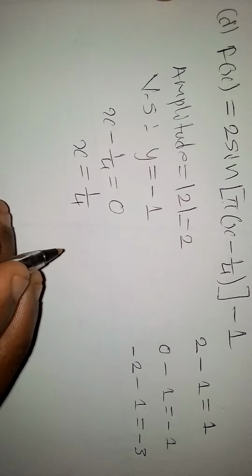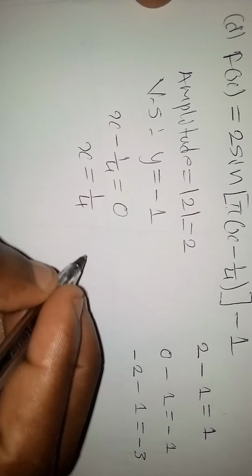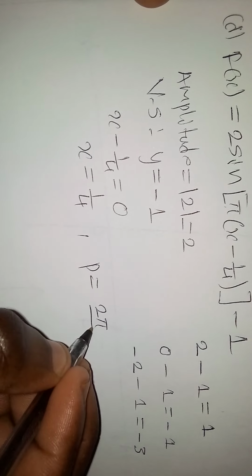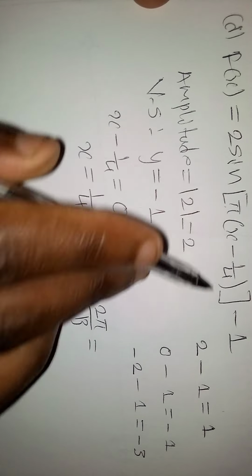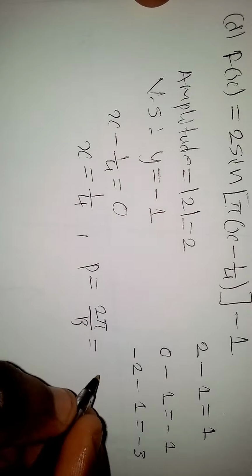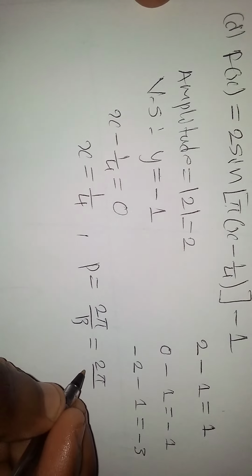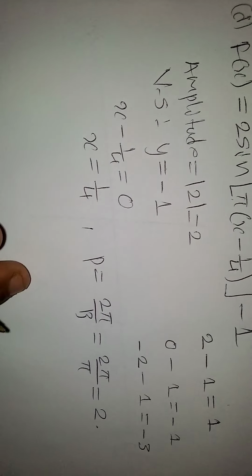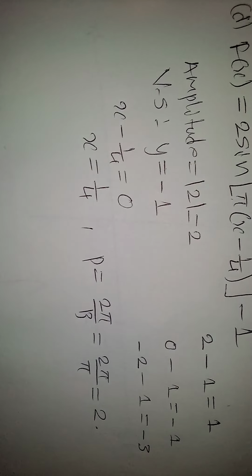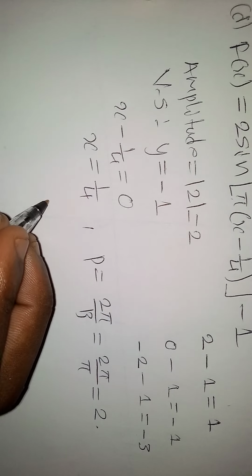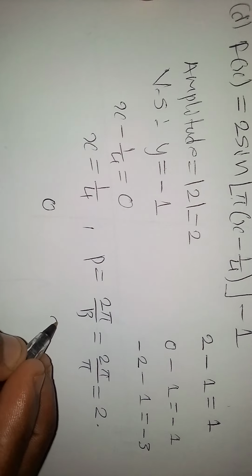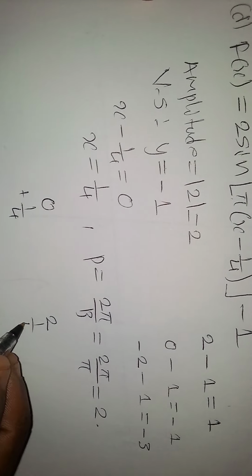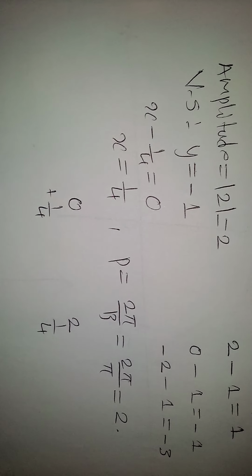Then the period of this function is equal to 2 pi over b, and the b here, the coefficient of x, we can see that it's pi. So we have 2 pi divided by pi, which is equal to 2. Initially this function was supposed to start from 0 and end at 2 pi. Now we can add this phase shift to identify the interval.